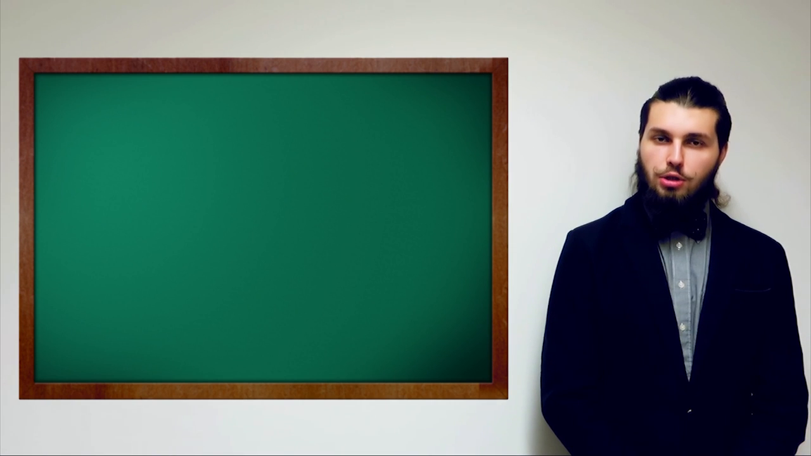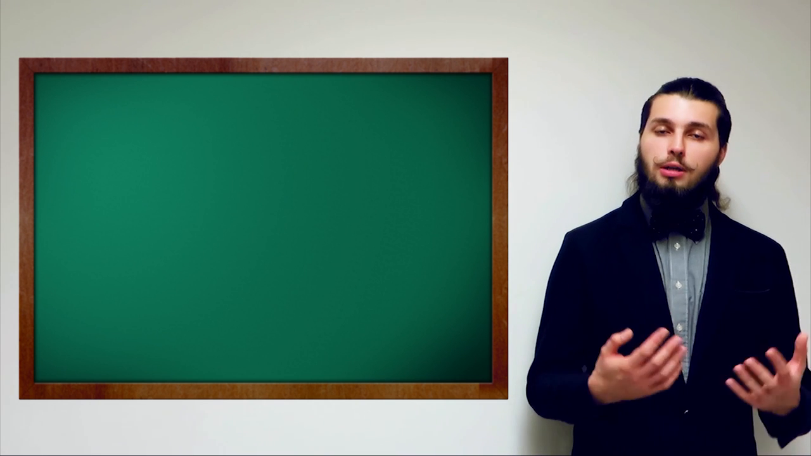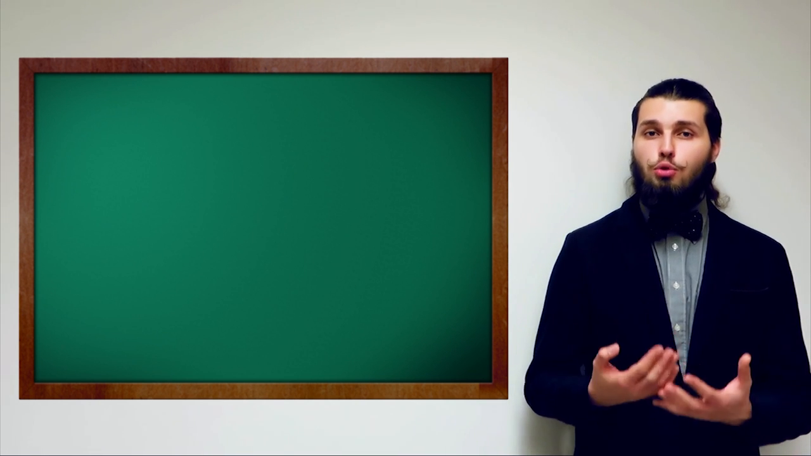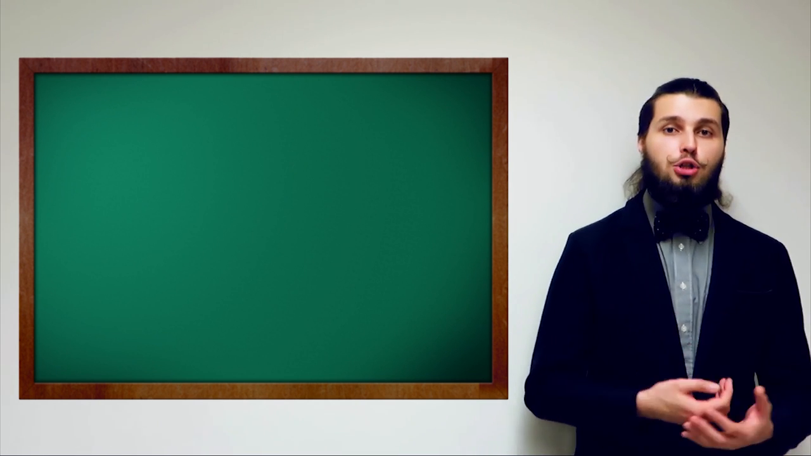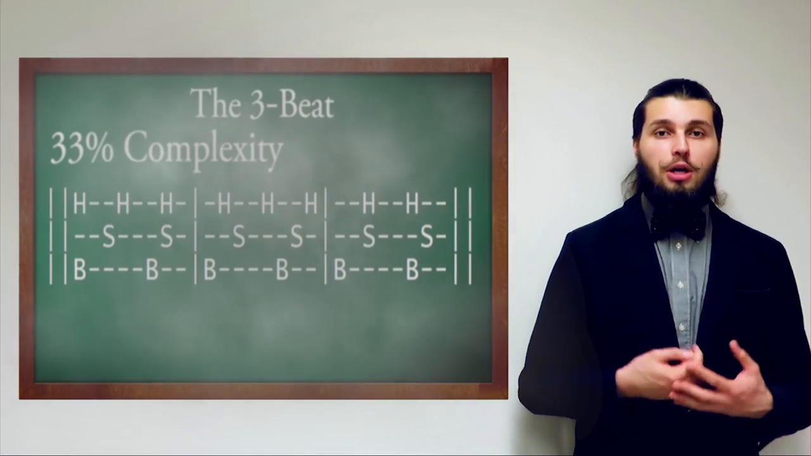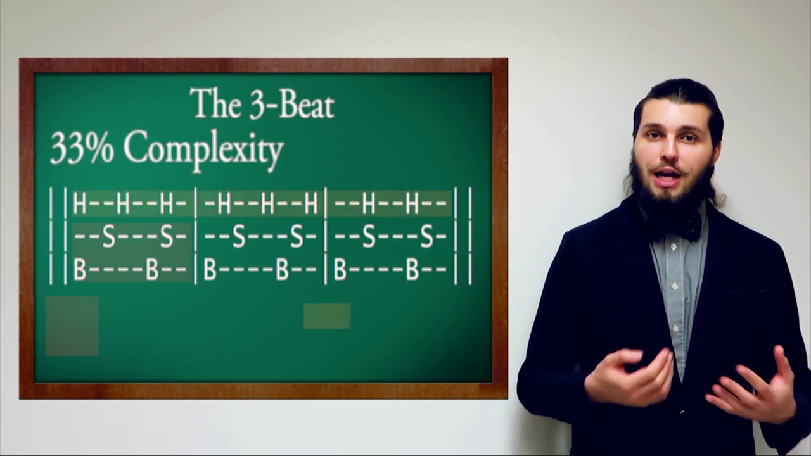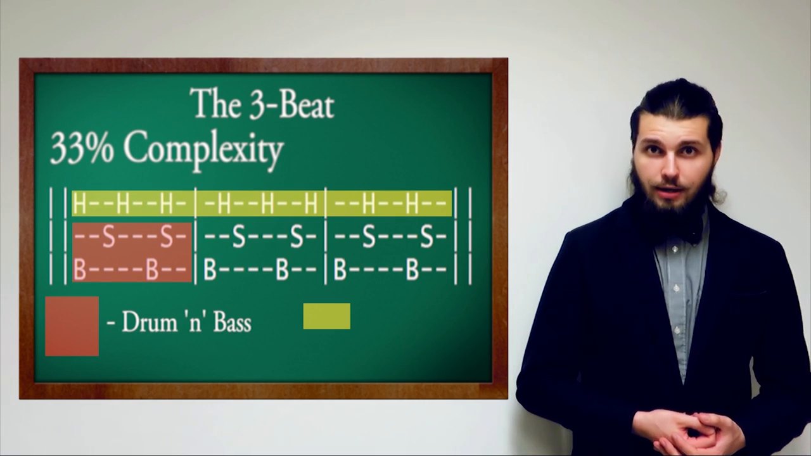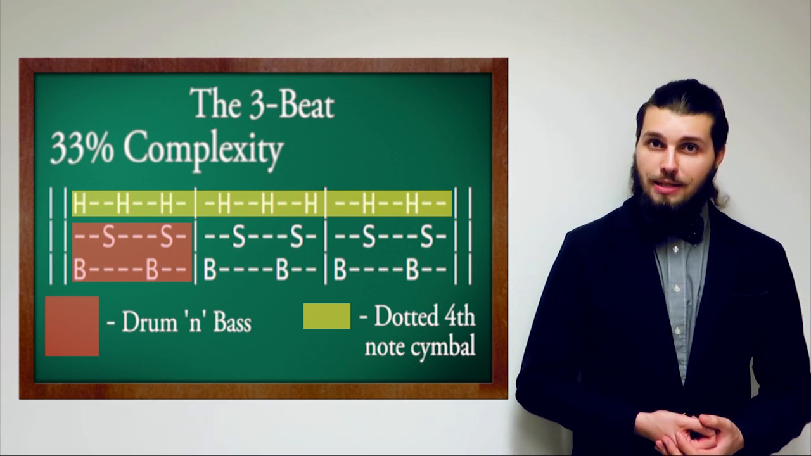We want to demonstrate to you a brief example of how a real polyrhythm would look, having two different rhythms played by two separate limbs. We call this one the 3-beat, which has a classic drum and bass pattern and a dotted fourth note cymbal.